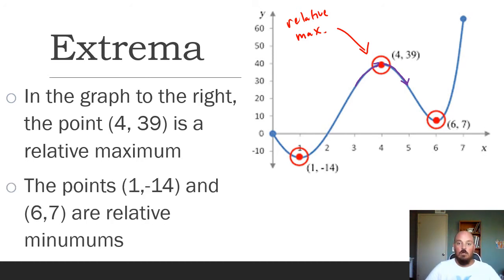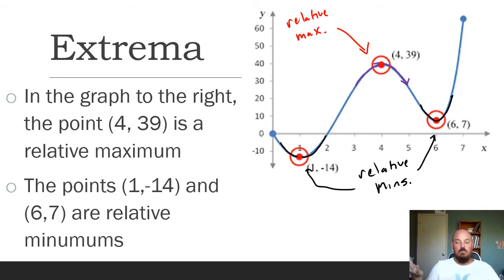Now the other 2 points are relative minimums, because as I move towards them, it's decreasing, decreasing, decreasing. And then once you pass it, it's increasing, increasing, increasing. It's changing from decreasing to increasing. And same thing for the other one. Decreasing until you hit that point, increasing after you go through it. So those 2 points are relative minimums, or I'll say mins for short. I use min for minimum and max for maximum. So those are relative mins or relative minimums, and that's this point here and this point here.